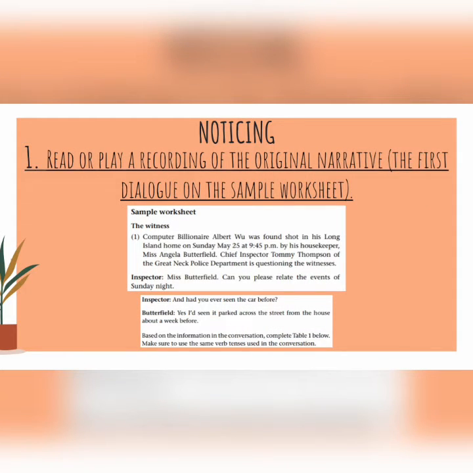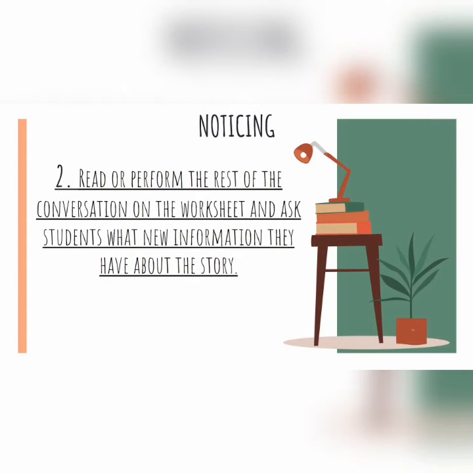The first point of this part, called noticing: we are going to read a dialogue, a conversation between an inspector and a witness called Amanda Butterfield. Then the students have to brainstorm some questions, like what they would like to know more about what happened. In the second point, we are going to read the rest of the conversation on the worksheet and ask students about the new information they have about the story.